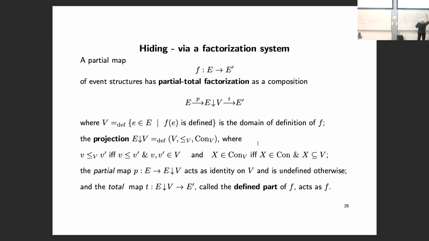We've got this partial function going from E to E prime. So it's a partial function, of course. So we have the set of events E looking like this, and we have the set of events E prime here. And some of the events in E go off to undefined, and some of them go off to events in E prime. So there's a domain of definition of a partial function, namely the events that go somewhere. And let's call that V, as has been done here.